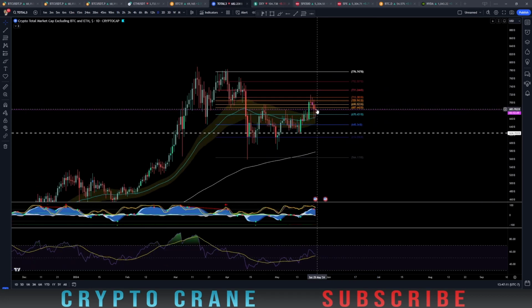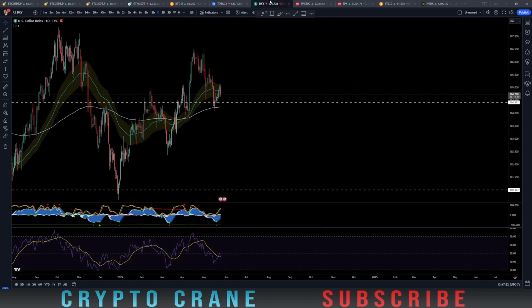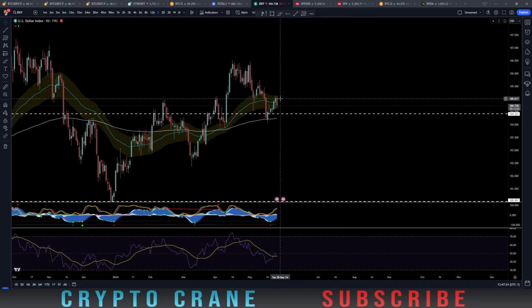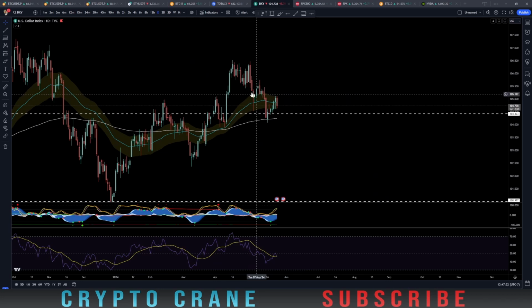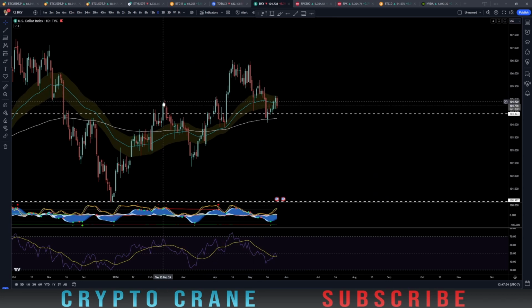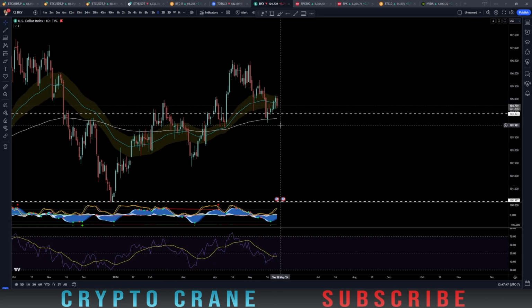Jumping over to total 3, you can see we are wicking off of previous highs, turning them back into support along with that daily EMA. So that's also looking good and bullish. The DXY has rolled over here. We did find resistance at these previous low and previous resistance levels we were talking about in the last video. So that's also bullish for risk on assets.